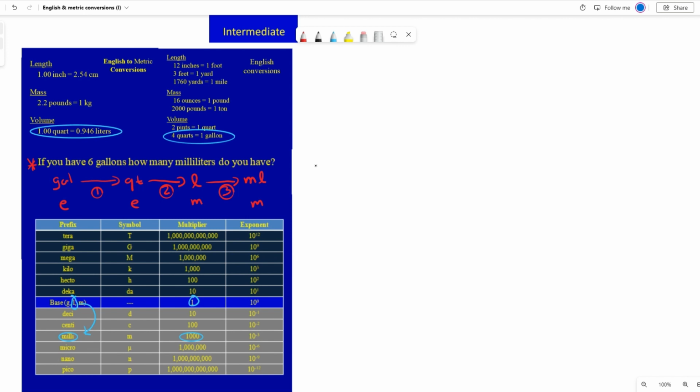So let's start by going from gallons to quarts. We have 6 gallons. We'll set up our conversion factor line for the gallons. Put gallons on the bottom because we want it to cancel out, and quarts, because that's what we want to end up with, will be on the top. And there are 4 quarts for every 1 gallon. That's from this conversion here. So for every 1 gallon there are 4 quarts.